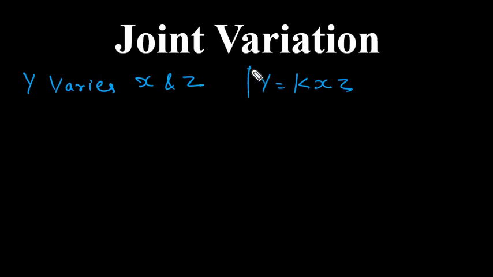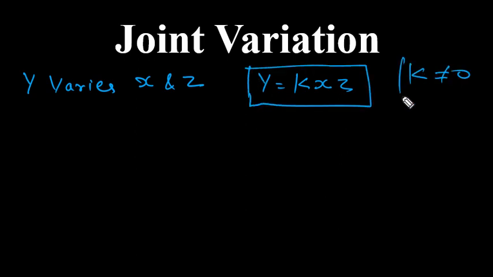Hi everyone, in this video we will talk about joint variation. If you have information like y varies as x and z, then you can write this as y equals kxz, where k is the constant of variation or some non-zero constant factor.